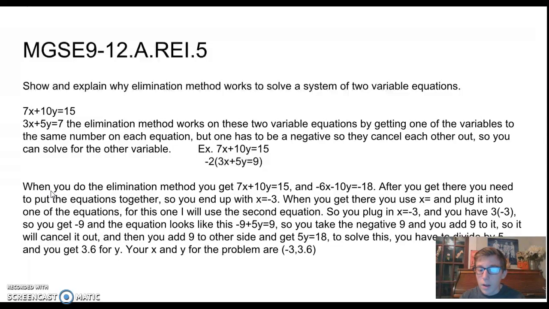So you take the -9 on the left side, and you add 9 to it, so it will cancel out on the left side, and you add 9 to the other side, and you'll get 5y = 18. And to finish up and solve it, you'll have to divide by 5, and you get 3.6 for y, and your x and y for the problem are -3 and 3.6.